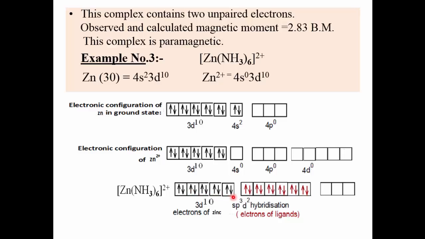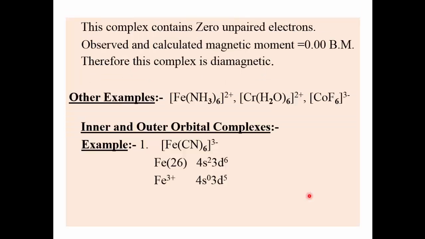3d contains 10 electrons, this contains 12 electrons, no unpaired electron is present. That means this complex contains 0 unpaired electrons. Observed and calculated magnetic moment is 0. Therefore, this complex is diamagnetic.